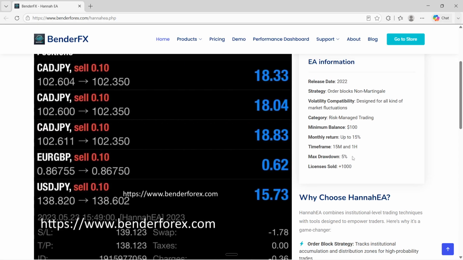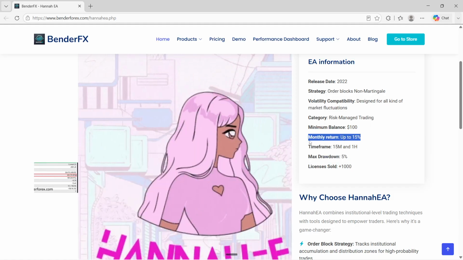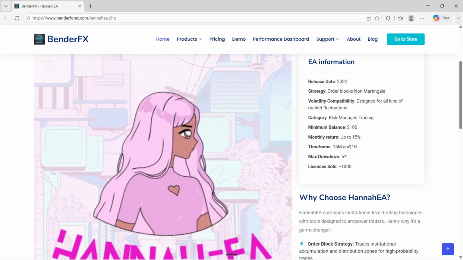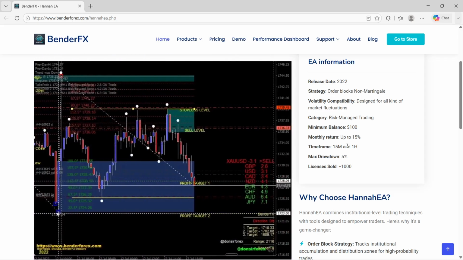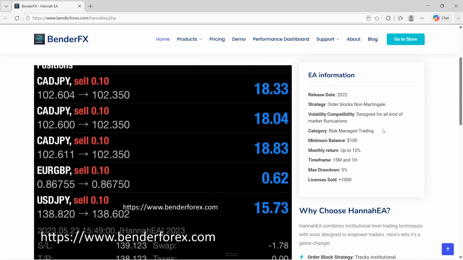The developer claims a maximum drawdown of around 5%, monthly returns up to 15%, a low minimum balance of $100, and over 1,000 licenses sold. A package of custom indicators, templates, and optimized set files is included.